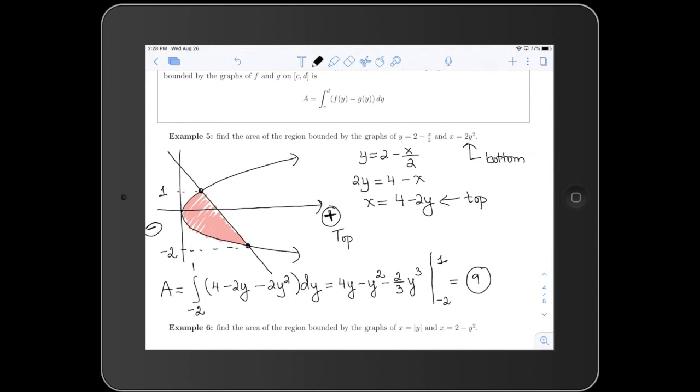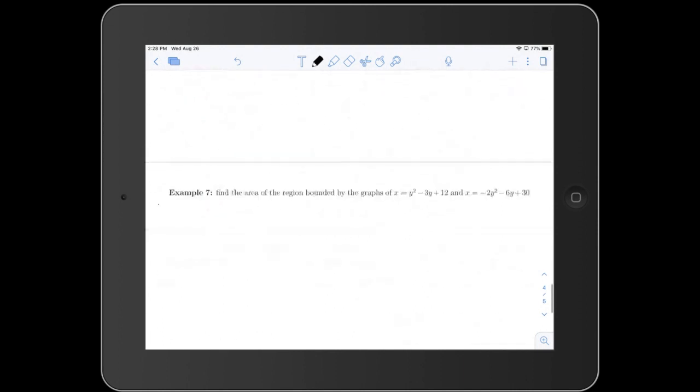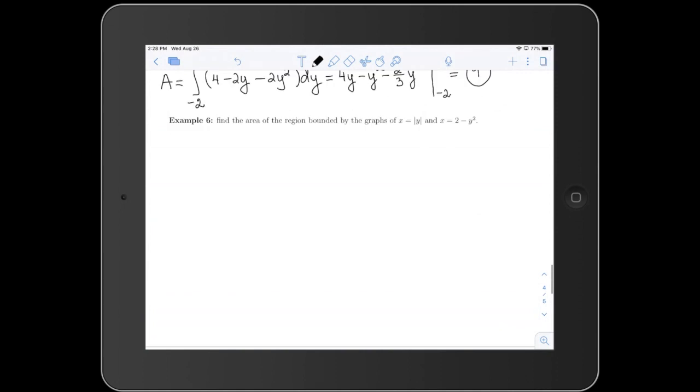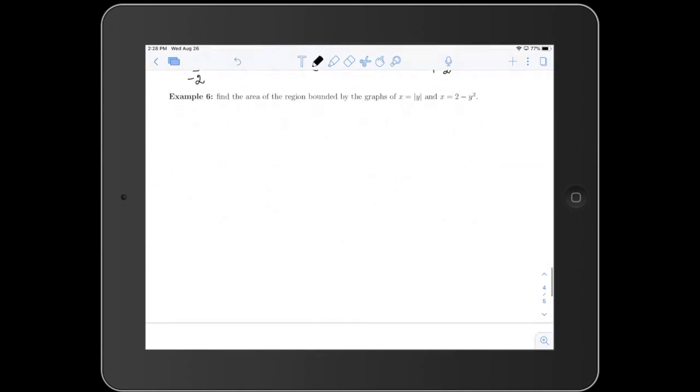All right, let's do one more question. Let's see what else I got. I got tons of problems, but let's do this one, the one with the absolute value. If we have some problems that are left over, you guys can work on it on your own if you wish, and then we can check the answers. So let's see what we got here. We have x is equal to the absolute value of y, and the other function is 2 minus y squared.